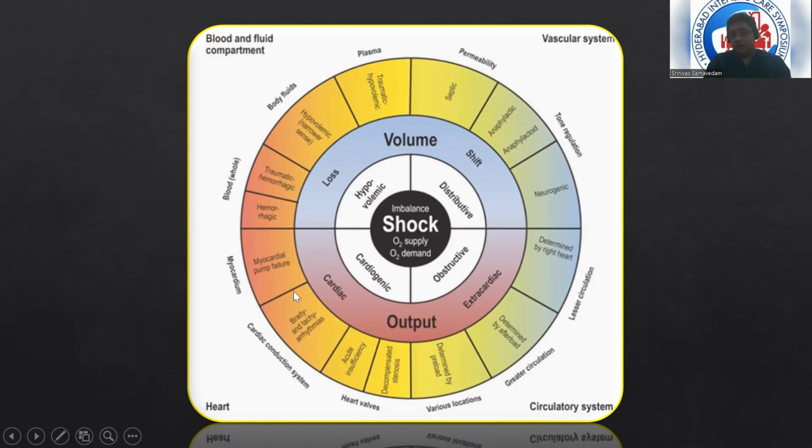But the heart is pumping well, but you have extra cardiac compromise of the output, where either it is the pneumothorax which is compressing the right heart which is obstructed, or all the chambers are affected by tamponade, you get extra cardiac obstructive shock. In all these situations, what is common is there is an imbalance between the oxygen supply and oxygen demand. So the genesis of lactic acidosis, the genesis of high anion gap metabolic acidosis is common.